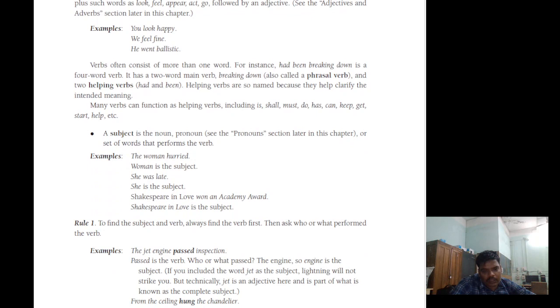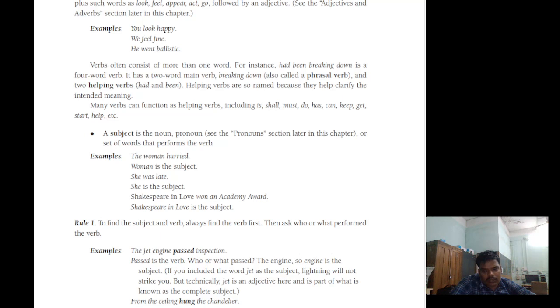What is the rule for the subject? To find the subject and verb, always find the verb first, then ask who or what performed the verb. The jet engine passed inspection. Passed is the verb. Who or what passed? The engine. So engine is the subject.